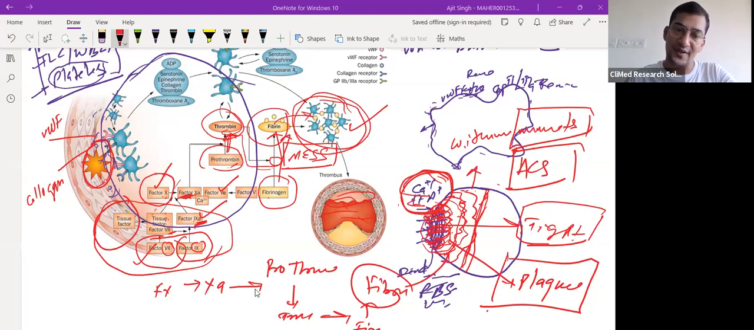Factor 10 is Stuart Prower factor. Yes, perfectly fine. Factor 5 is labile. Christmas factor is 9. Yes. Hageman factor is factor 12, sorry, not 7. Okay, right.